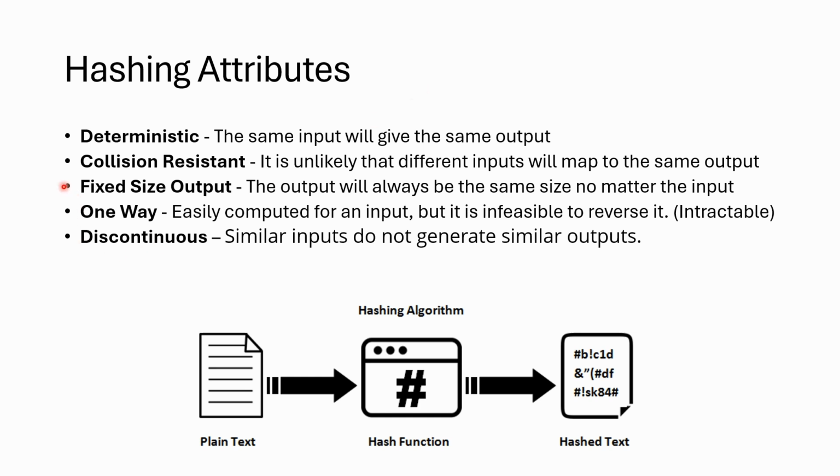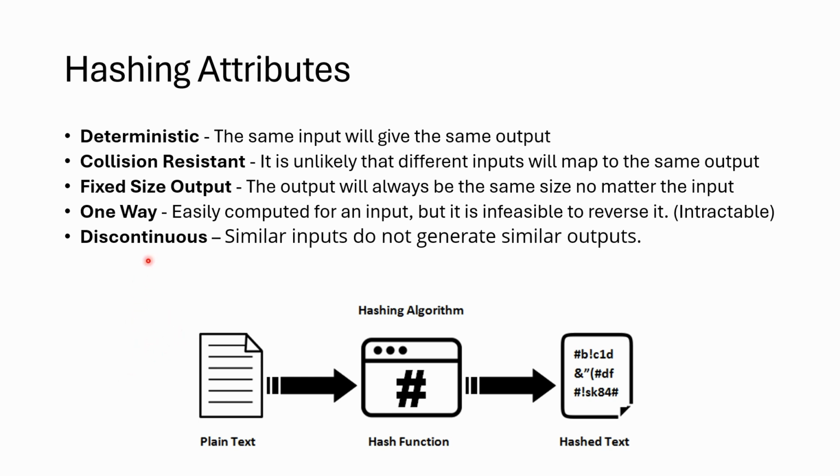Fixed size output. So the output will always be the same size no matter the input. So if you put hello, it's going to be the same as if you put multiple paragraphs. The output of the hash will be the same length, and we'll see an example on the next slide of that. They're one way, so they're easily computed, but you cannot reverse a hash. So from a hash, there's no way to get the plain text, outside of other methods that we're not discussing here. But just with the hash alone, you can't get the input.